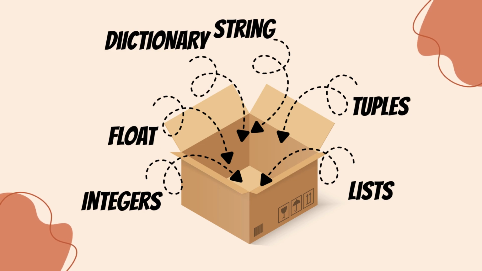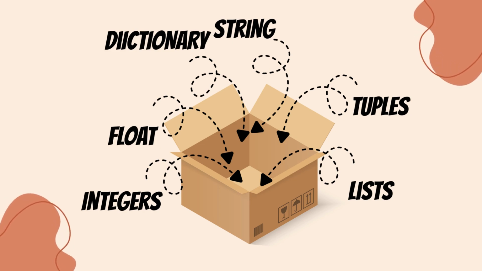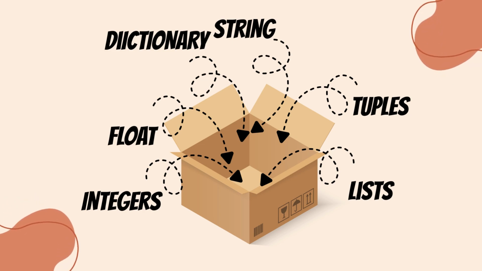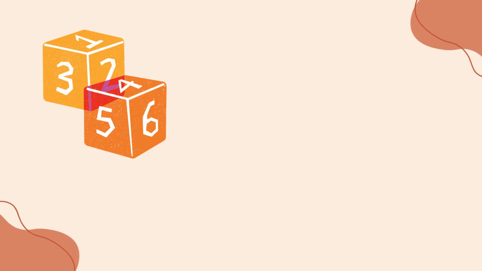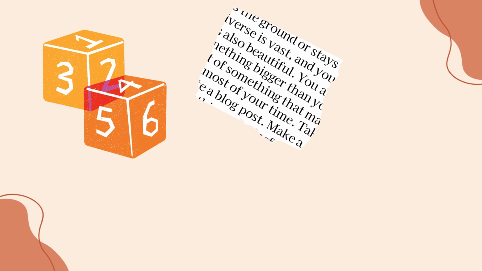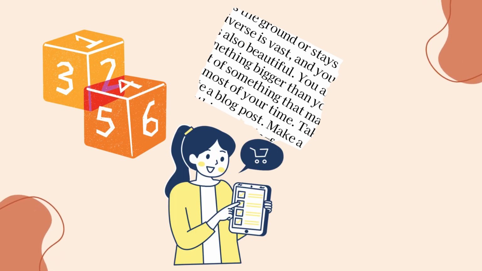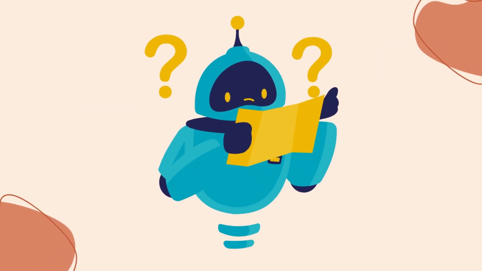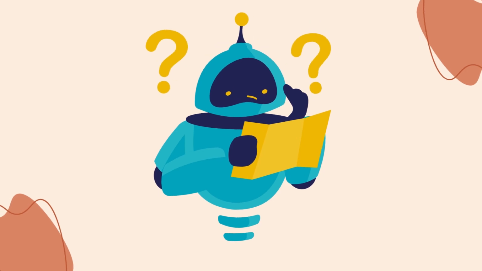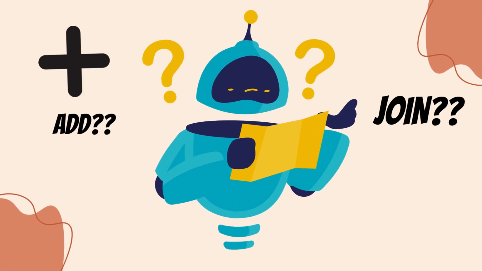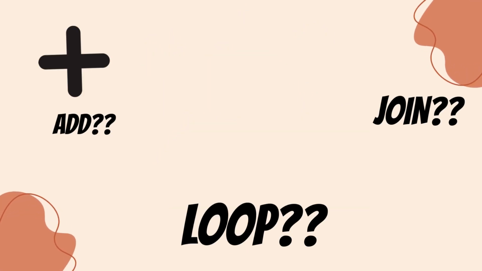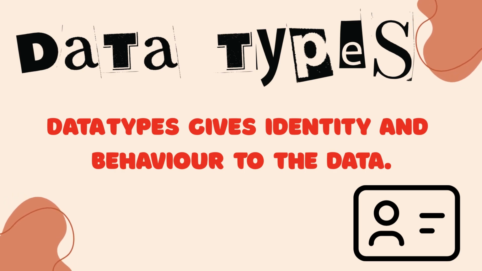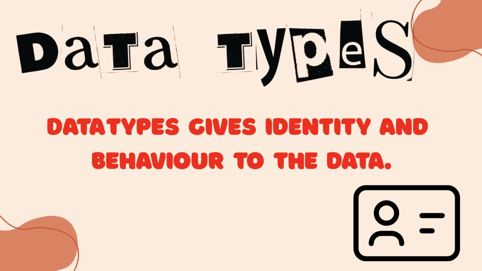Data types tell Python what kind of value is stored inside a variable. Think like this. Numbers are one kind of material, text is another, collections are bags, true or false are switches. Without data types, Python would be confused, like should I add this, should I join it, or should I loop it? So data types give identity and behavior to the data.